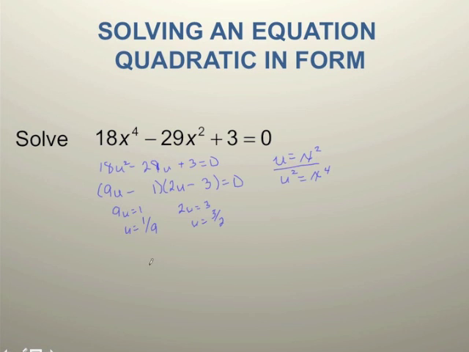Now I have to go back to this and say x squared equals 1/9. So x equals plus or minus 1/3, since the square root of 1/9 is 1/3. And here x squared will equal 3/2. So x will equal the square root of 3/2, but I'll need to rationalize that denominator by multiplying by the square root of 2. This is a case where we have to rationalize, and of course it's plus or minus. So x equals plus or minus the square root of 6 over 2.